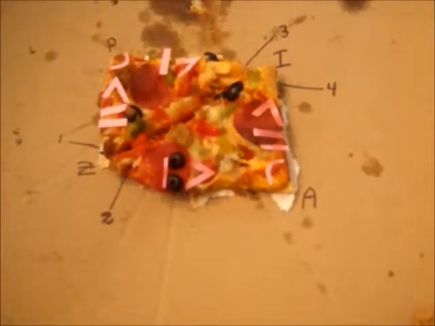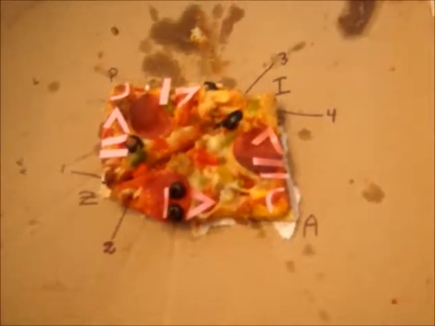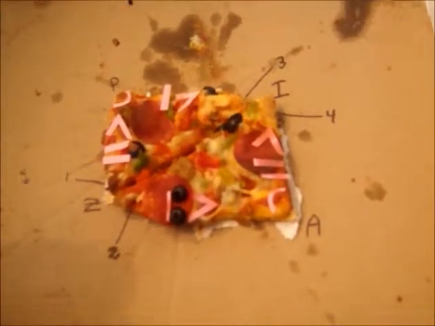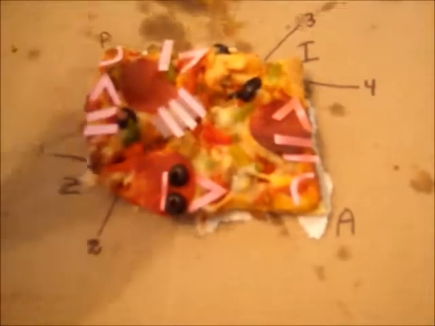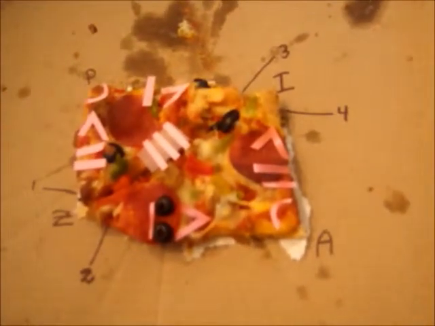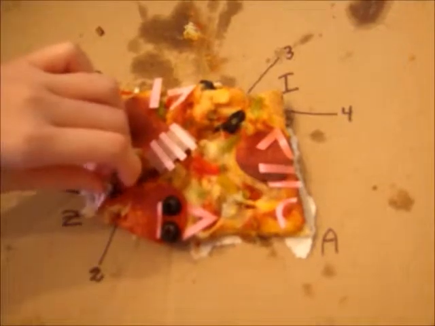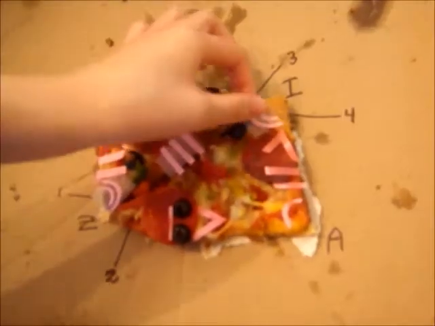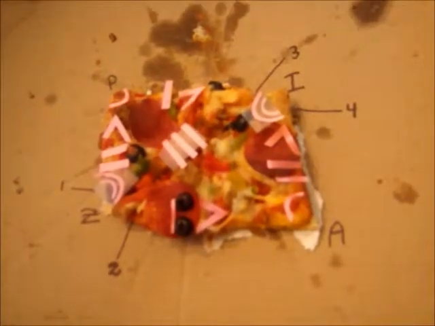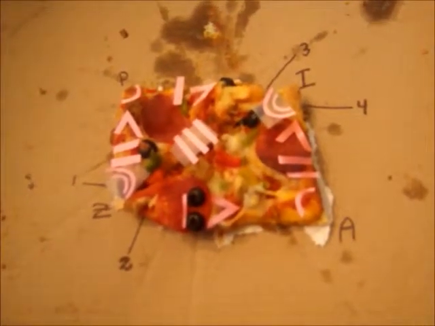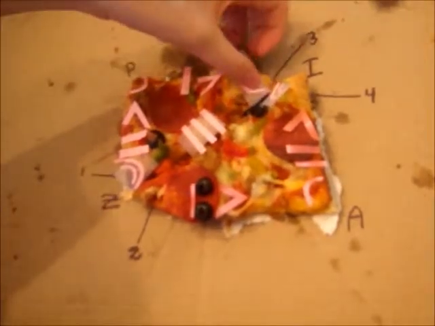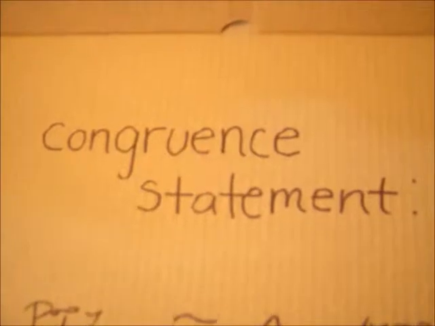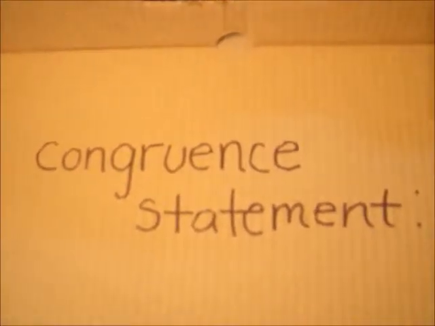Cassie, remember, you need to mark off all the angles and sides. Okay, so because of reflexive, IZ is congruent to IZ, and then angle 1 is congruent to angle 4 because parallel lines give you congruent alternate interior angles. And then angle 3 is congruent to angle 2 because parallel lines give you congruent alternate interior angles. Good job, Cassie.